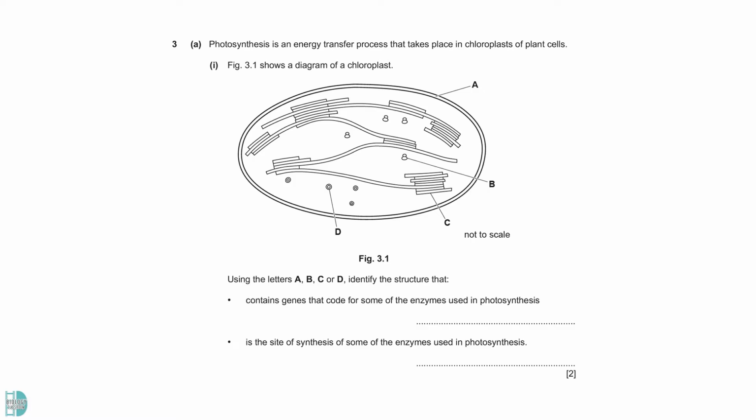Question 3a shows a diagram of a chloroplast. 1. Identify the structure that contains genes that code for some of the enzymes used in photosynthesis. It is D, as D is the circular DNA. The site of synthesis of some of the enzymes used in photosynthesis. It is B, as B is a ribosome.